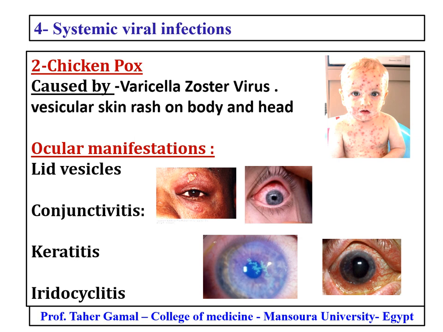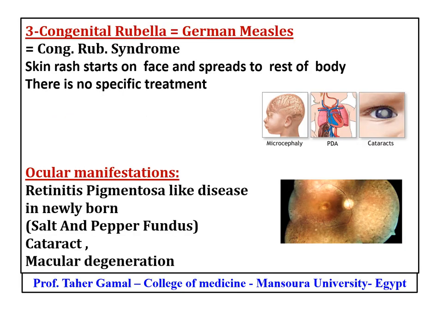The second systemic viral infection is chickenpox, caused by varicella zoster virus, with vesicular skin rash on body and head. Its ocular manifestations are lid vesicles, conjunctivitis, keratitis, and iridocyclitis. Also among the infected viruses is congenital rubella or German measles. Congenital rubella syndrome: skin rash starts on the face and spreads to the rest of the body. There is no specific treatment. The ocular manifestation of German measles are retinitis pigmentosa-like disease in newly born, salt and pepper fundus, cataract, macular degeneration.